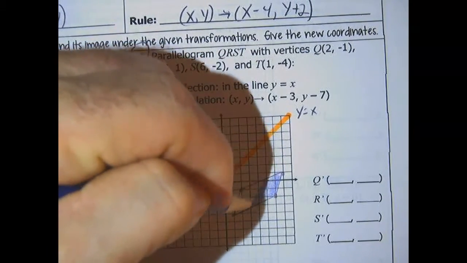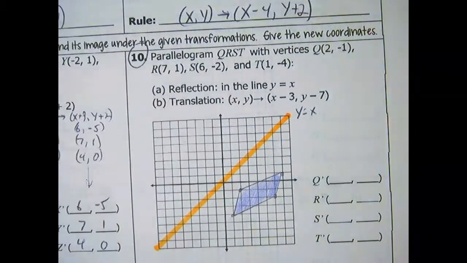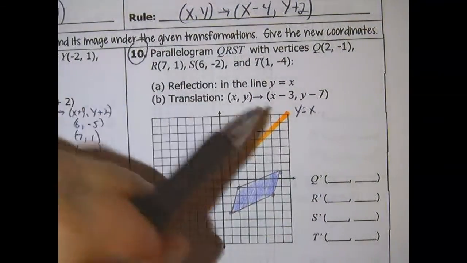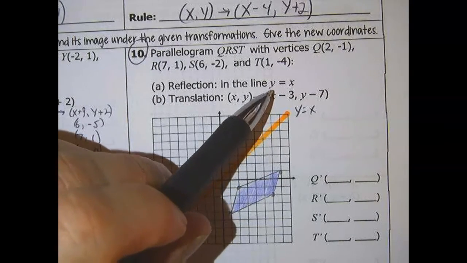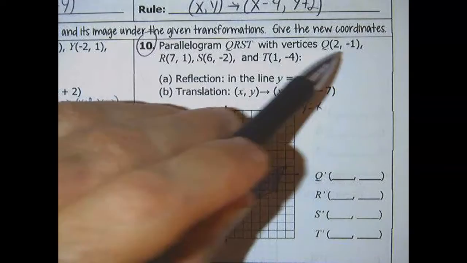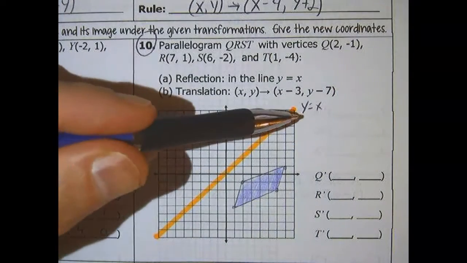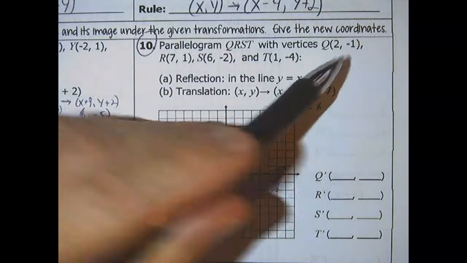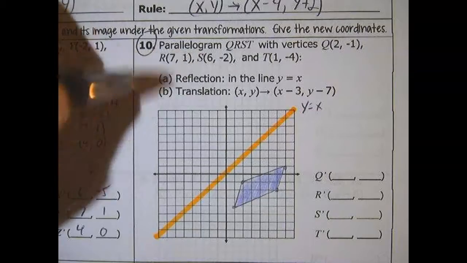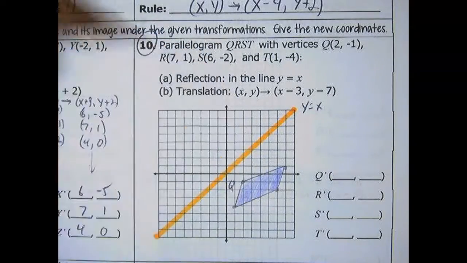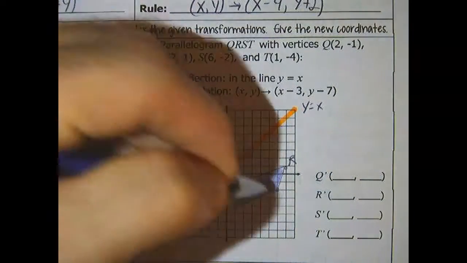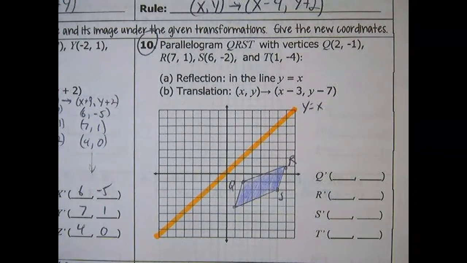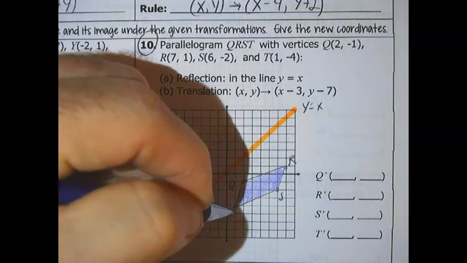Now we're going to do the first step, which is I'm only going to graph this as a dotted line. I'm going to find the coordinates, but I'm going to graph them as a dotted line. In my middle step here, I just switch x and y. Remember how you do that: when you reflect over the line y equals x, you just switch x and y. So let me plot my points here. 2, negative 1, this is my Q. 7, 1, that's my R. 6, negative 2 is right here, and that's my S. And then T is 1, negative 4, which is right there.